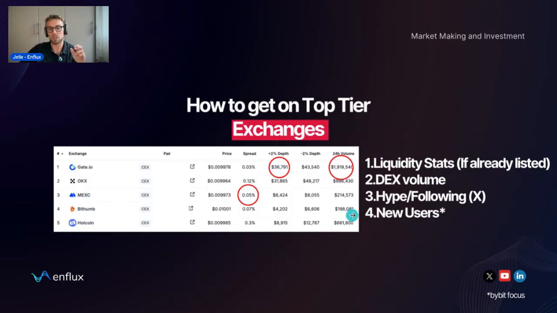Lastly, what they care about, especially if you're a new token, is whether you're able to bring new users. If you have enough hype, like Trump did in the beginning, they know that if they list you and you're one of the few venues they're listed on, you will actually bring users to the table. So focus on proper liquidity statistics. We want to get on top tier exchanges, proper DEX volume, and this is one of the biggest ones. There needs to be hype and good following on X. And then whether you can bring new users to a platform is what they care about.